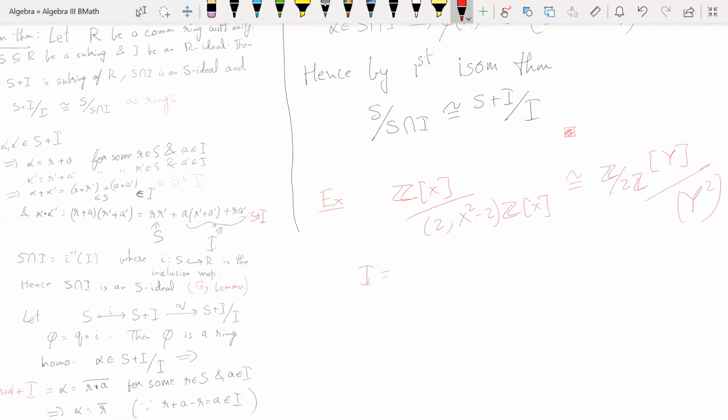I is the ideal generated by 2 and x square minus 2. One should put Zx, but people use this as the notation for the ideal generated by these two in Zx. And then there is a smaller ideal, let's say J, which is the ideal generated by x square minus 2. So this of course is contained in I.